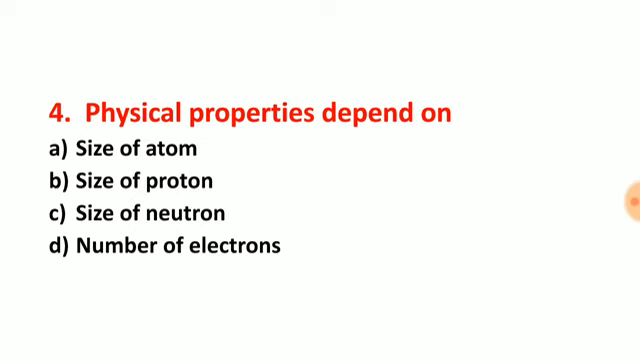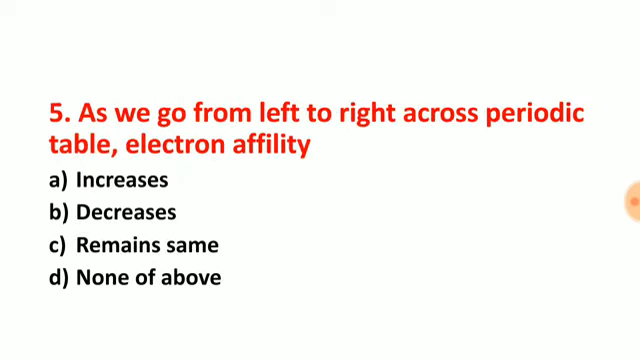Question number 4, physical properties depend on its size, how much an atom is greater than the other atom, so it belongs to size of atom. Chemical property depends on valence electron, physical property depends on size of atom. Question number 5, as we go from left to right across the periodic table, electron affinity increases. We know that electron affinity is change in energy. For detailed information you can see my other videos, but in this question option A is the right answer. Electron affinity increases from left to right.